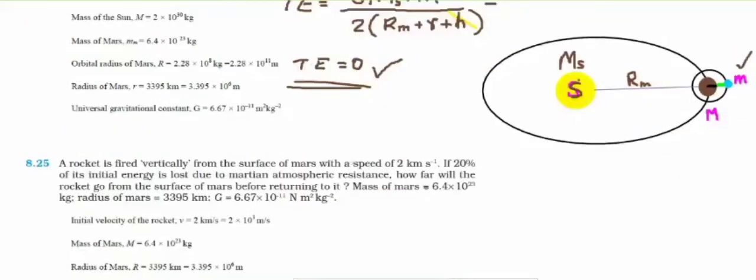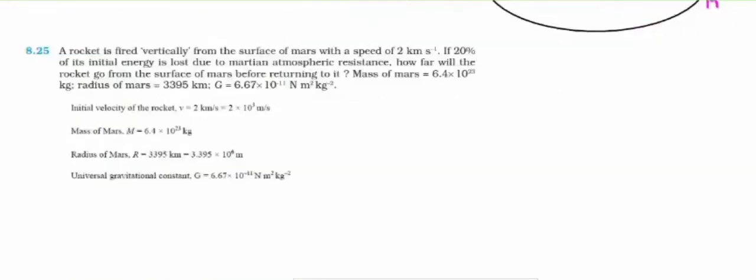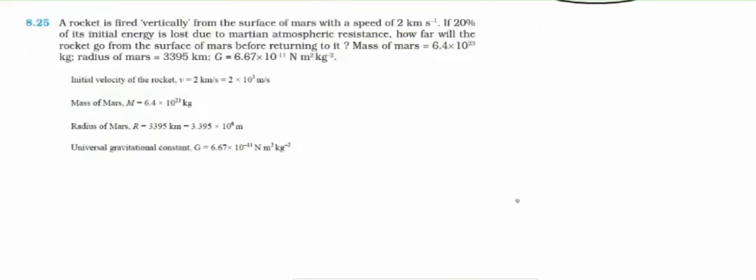Now, next question 25. A rocket is fired vertically from the surface of Mars with a speed of 2 km per second. 20% of its initial energy is lost due to Martian atmospheric resistance. How far will the rocket go from the surface of Mars before returning to it? Okay, so here again we can calculate a similar problem we have seen already.